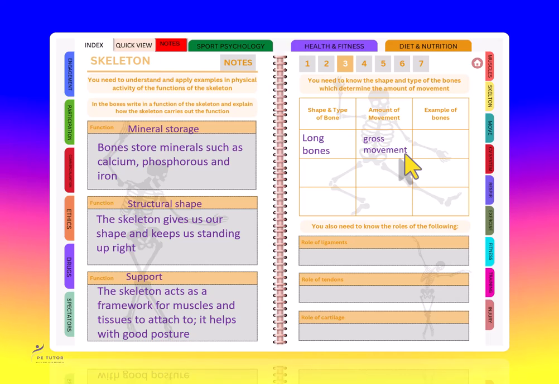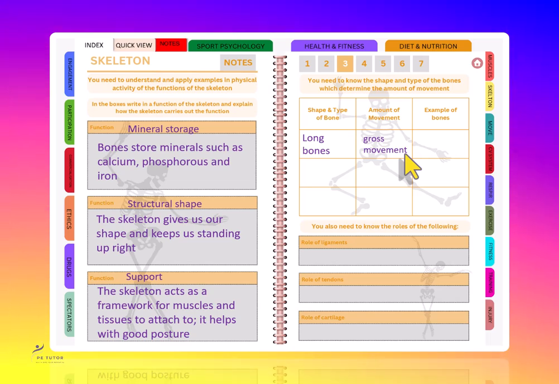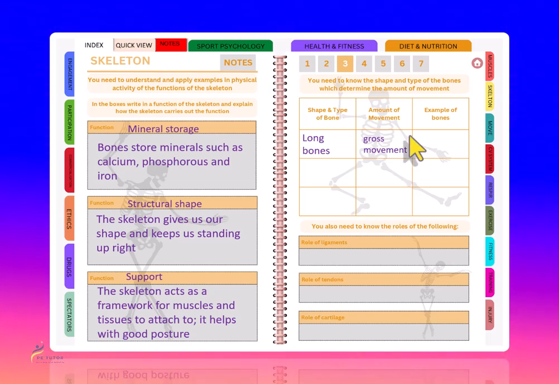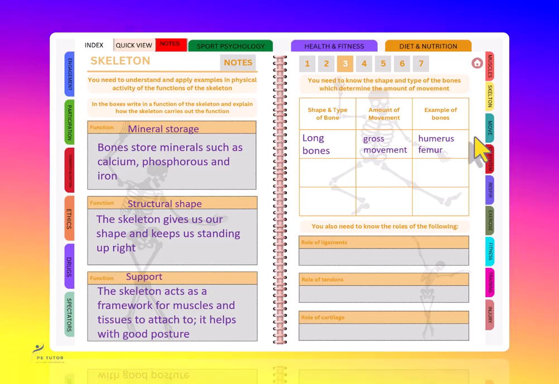If you're not familiar with gross movement, think of large movements. So large movements like walking, running, jumping, catching. Most of our movements are with or through our long bones. Okay, so examples of the bones we've just mentioned are the humerus and the femur.